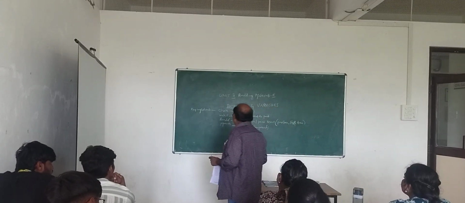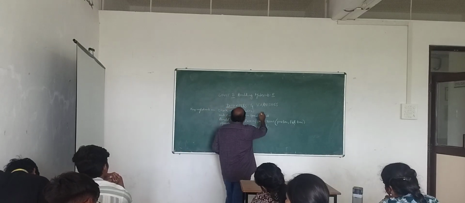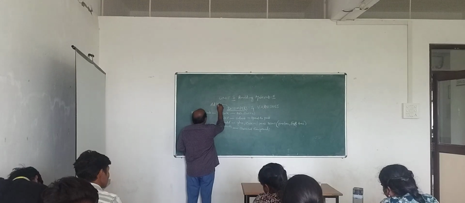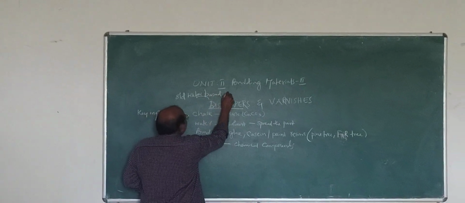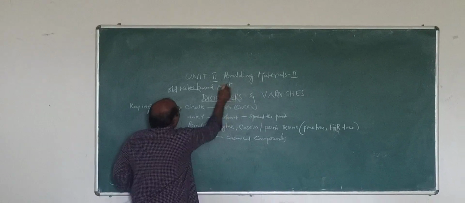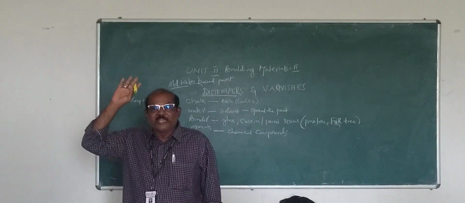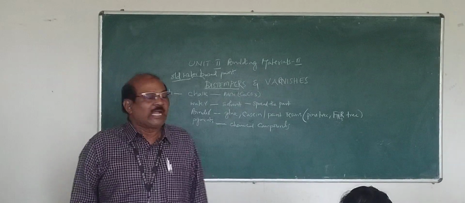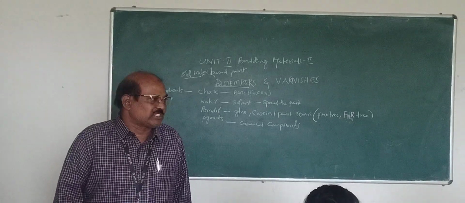Distemper is an old water-based paint. See, the name itself speaks, it is old. That means in the olden days, most of the rural people used distemper as a paint for their houses.